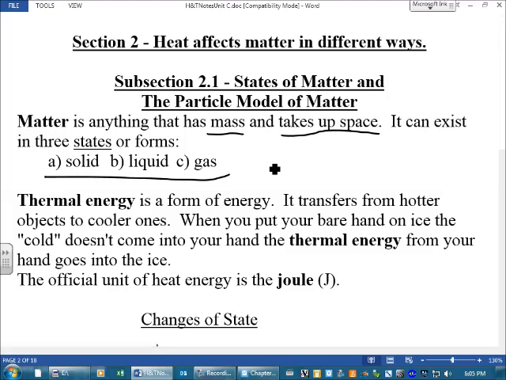There are certain gases that actually weigh more than the air we breathe. There are gases that weigh less than the air that we breathe. Okay, but all of them take up room, and we can weigh them or measure them. Okay, now thermal energy.